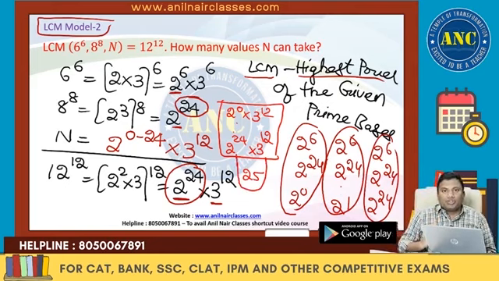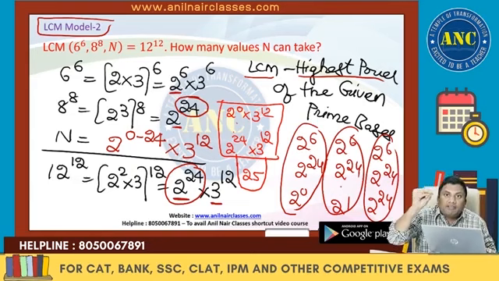A very good question. Generally in your textbooks you have read, 3 numbers are given, LCM we have to find out.